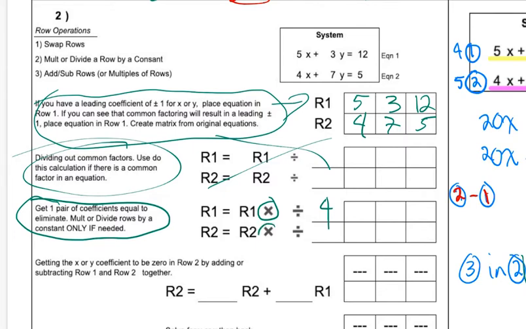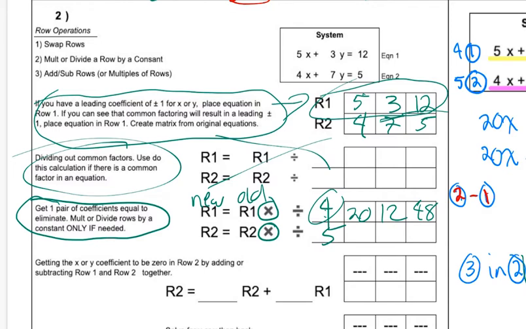Take row 2 and multiply by 5. Okay, and if I do that, it's going to work. So again, this is the new row 1 equals the old row 1 times 4. The old row 1 can be found right there. So again, 4 times 5, 20. 4 times 3, 12. 4 times 12, 48. And then 5 multiplied through the 4, the 7, and the 5. And that's going to give us 20, 35, and 5 times 5 is 25.